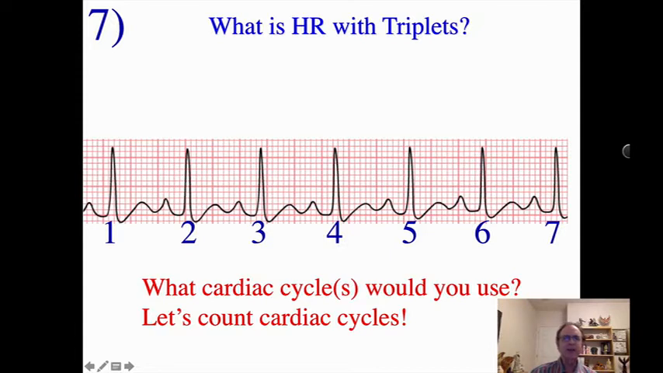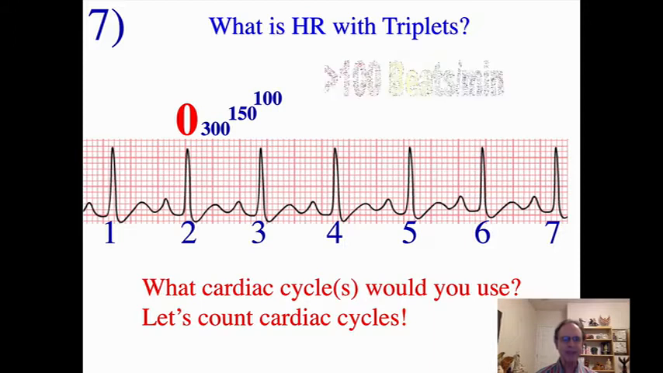All right, let's do triplets. Let's go with cardiac cycle number 2. 0, 300, you finish it. Yeah, greater than 100 beats per minute.